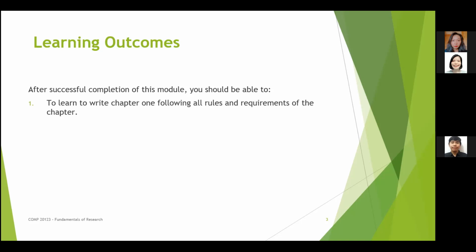The learning outcomes of this unit: after successful completion of this module, you should be able to write chapter 1, following all the rules and requirements of the chapter. Next slide.